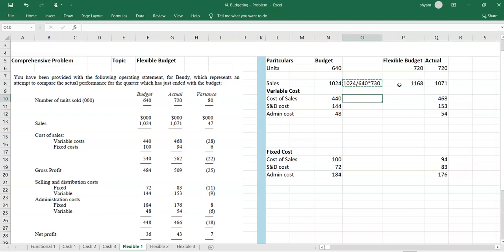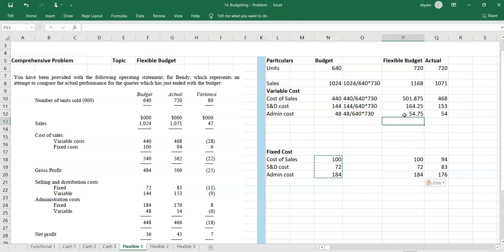So the same concept, we just copy it and paste it for all the variables. So it would be 440 here, 144 here, and 48 here. You can copy all of them. For 640 units, it was 440. For 720 units, it should be 501. The same logic applies for all the other numbers here as well. And fixed cost will not change. It will be the same number. So we can just directly put it here.